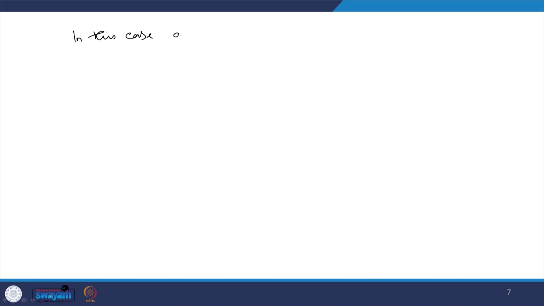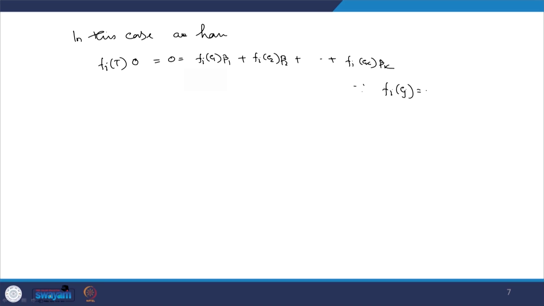In this case, we have fi(T) operating on 0 equal to 0 equal to fi(c1) beta1 plus fi(c2) beta2 plus ... plus fi(ck) betak. Since fi(cj) equals delta ij, which is 0 for i not equal to j and 1 for i equal to j, this implies 0 equals beta i.